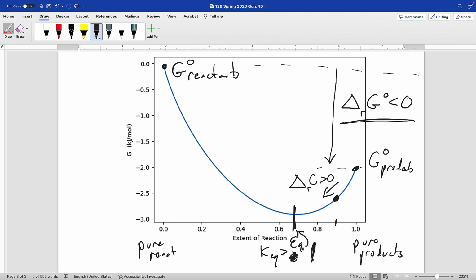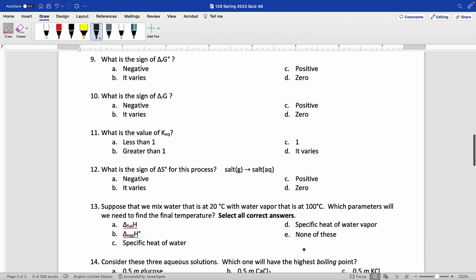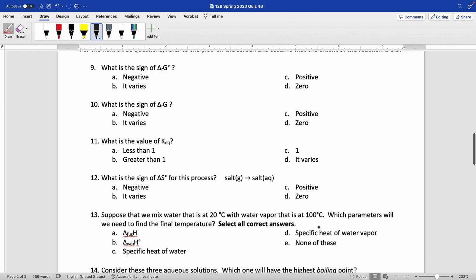So going back to our answers, we can just circle that delta G standard was negative because overall in our reaction, the products are lower in energy than the reactants. Delta G depends on where we are. This is the one that actually depends on where we are in the curve. For the other ones, that dot could have been anywhere, and the answers to number 9 and 10 and 11 would be the same.